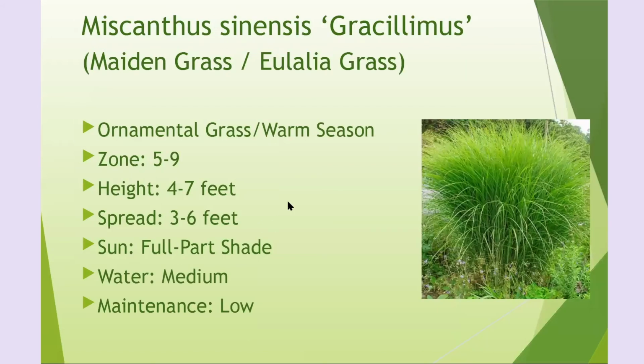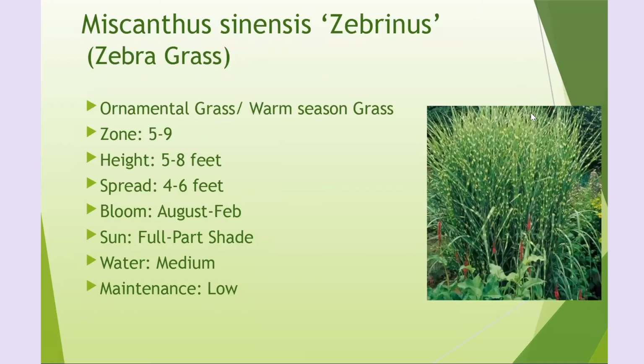And this to me, maiden grass, Gracillimus, this is the Stella d'Oro of grasses. I mean, it's all over. Every garden had it back about 10, 15, 20 years ago. And, you know, at that time, that's all we knew. But there are also some miscanthus that are fun, like the zebra grass.